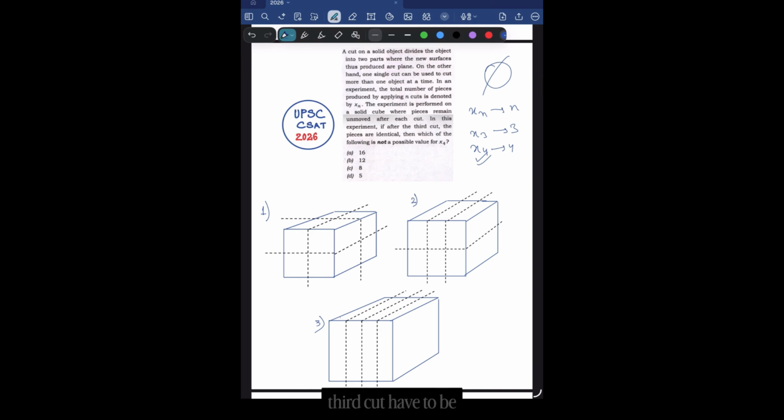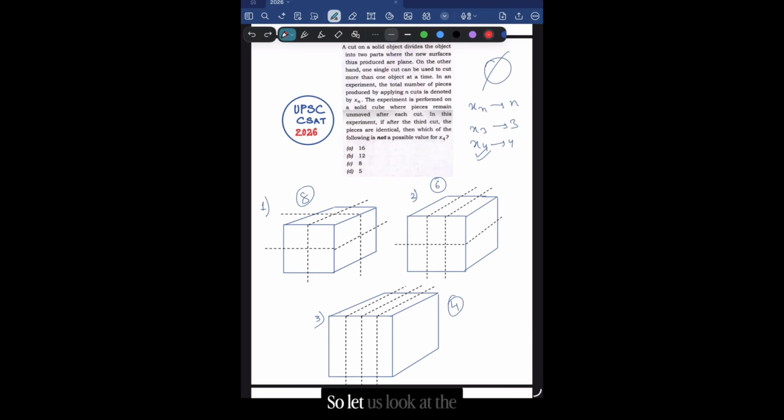Since the pieces after the third cut have to be identical, I have already drawn the possible arrangements of the first 3 cuts. So the first case produces 8 identical objects, the second case produces 6 identical objects, and the third case produces 4 identical objects after the third cut. The black lines represent the first 3 cuts, and now let us draw the fourth cut shown by the red line. So let us look at the first figure. I want you to visualize this carefully. Here, the first 3 cuts divide the cube into 8 identical pieces. Now let me draw the fourth and final cut.